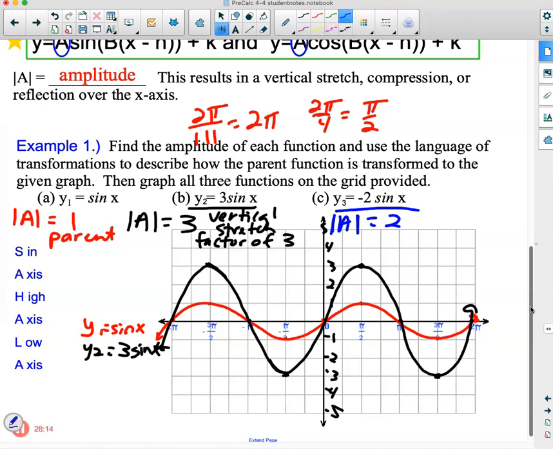Talking about transformations, the first thing we see from left to right is that negative. So we have to say reflect over the x-axis. Then we see the 2. And the 2 is a vertical stretch, factor of 2.